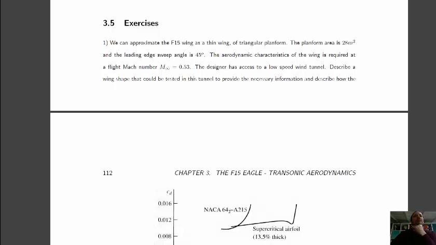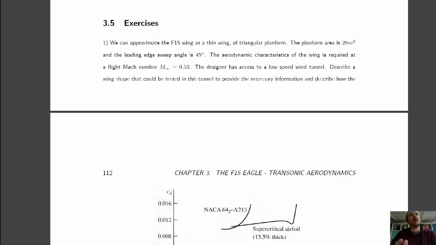So in section 3.5, which is an exercises section, there's a few questions. I won't do them all. We'll just look at number 1 and then it should give you an idea of how you do the rest. So question 1 says, we can approximate the F-15 wing as a thin wing of triangular planform. The planform area is 28 meters squared and the leading edge sweep angle is 45 degrees. The aerodynamic characteristics of the wing is required at a flight Mach number of M infinity 0.53.